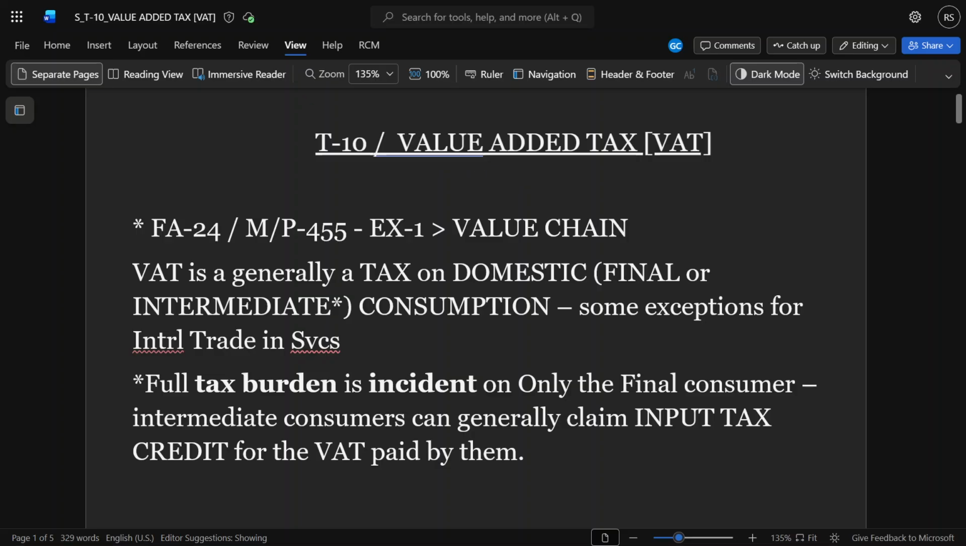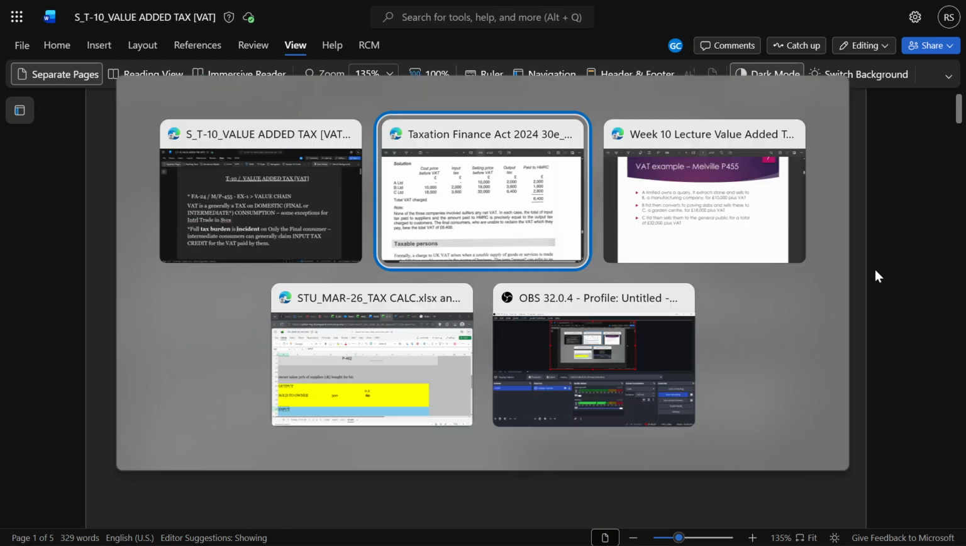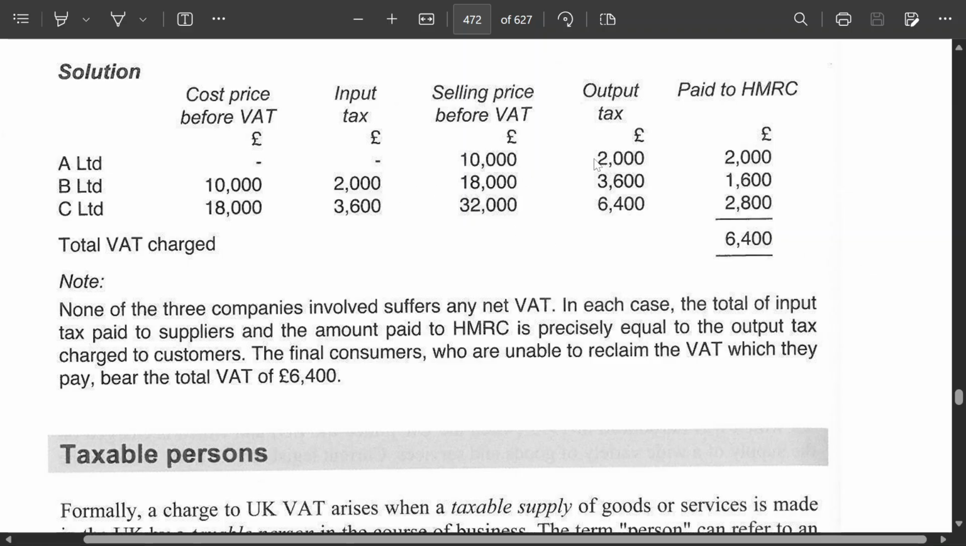Maybe we can change the... I don't want to use the word final incident because it's already the final consumer. So now you'll see what I mean here, okay?